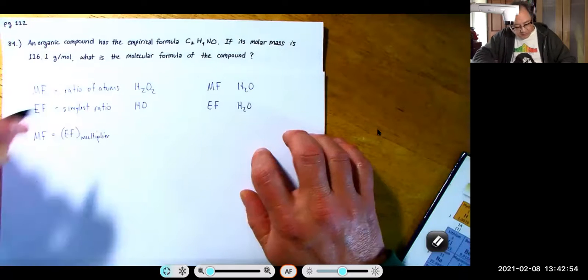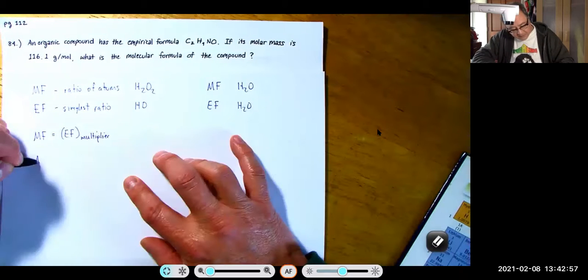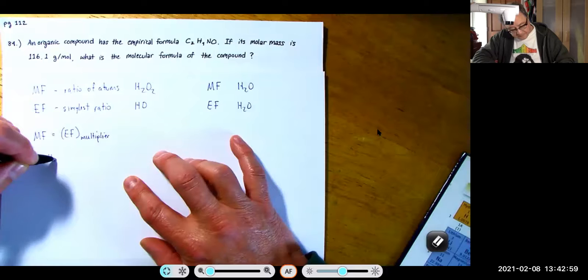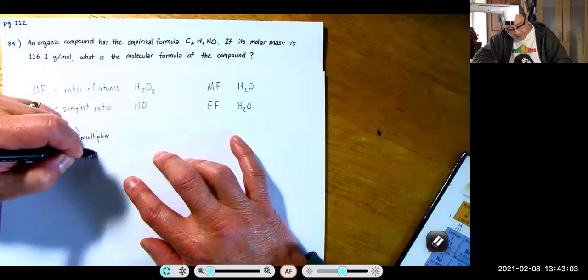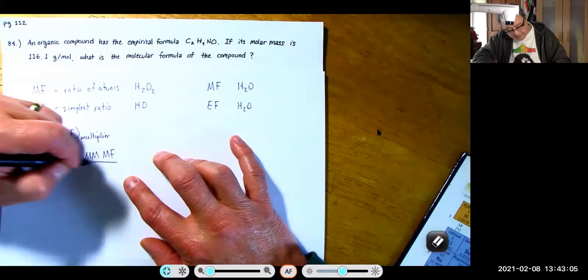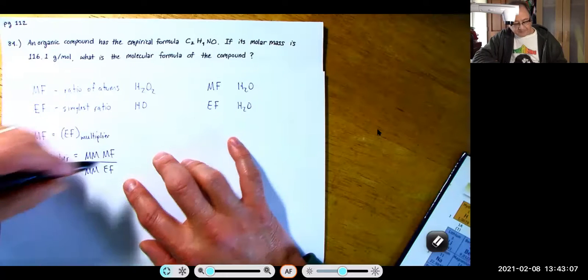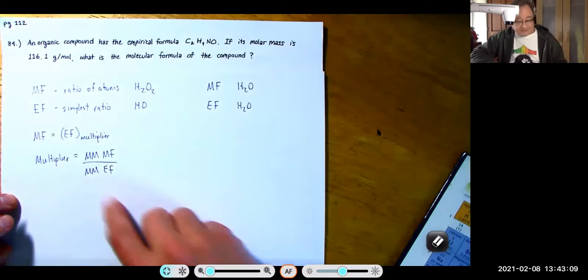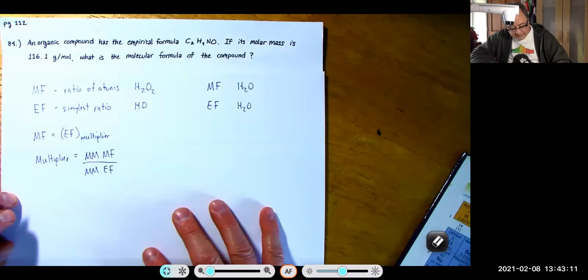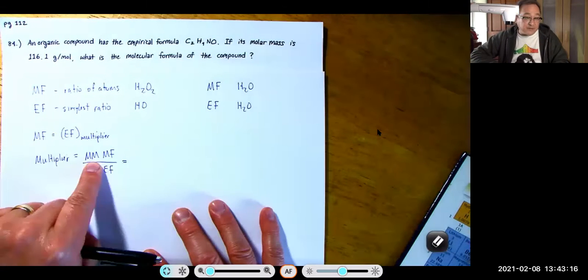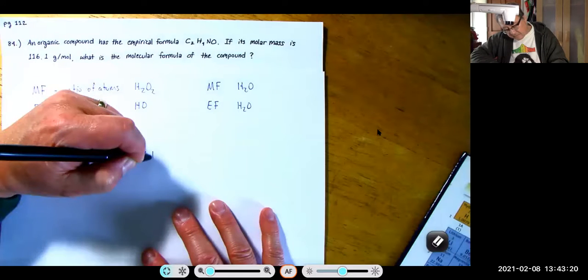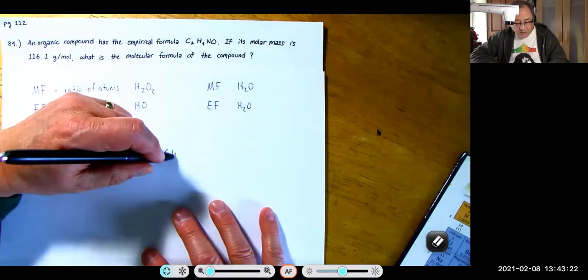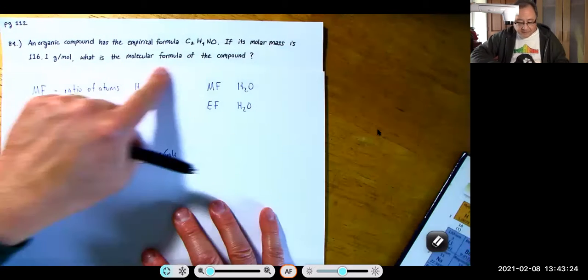So how do you get the multiplier? The multiplier is equal to the molar mass of the molecular formula divided by the molar mass of the empirical formula. So MM is molar mass. So the molar mass of the molecular formula is given right here. Now, what is the molar mass of the empirical formula?